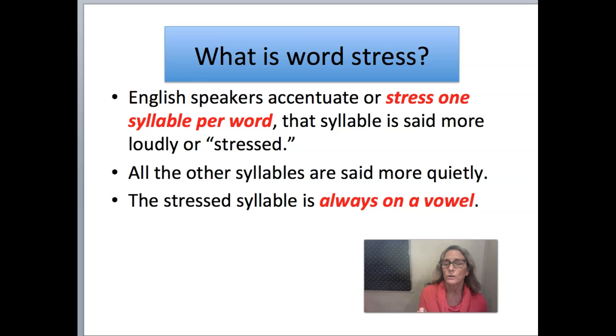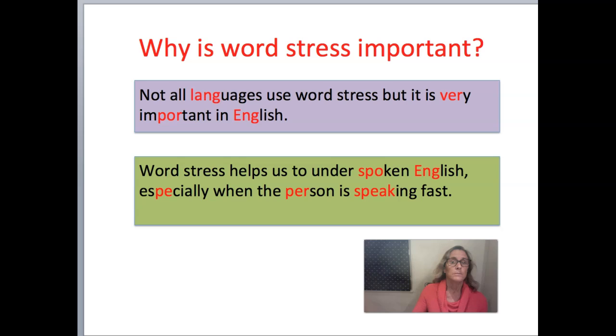So, word stress is which one of those syllables is said the loudest, or maybe is held a little bit longer, and the other ones are quiet. The other syllables are quiet. So the good news is that in any word, there is only one syllable that will be the stressed syllable, and it's always on the vowel. And it's important in English, not in all languages, but it is in English.